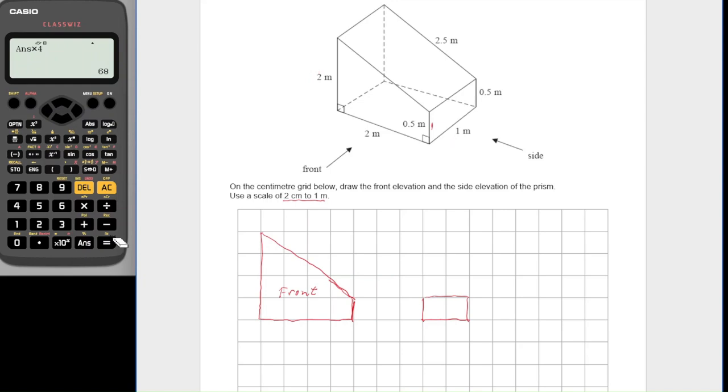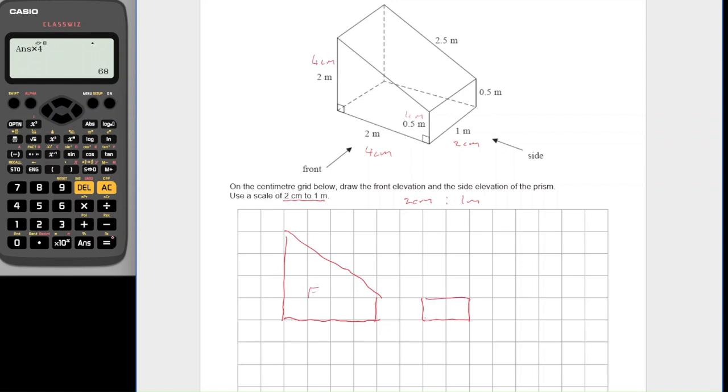Right. If I'm using a scale of 2 centimetres for every 1 metre, then 2 metres would be 4 centimetres. No, I was right. Shouldn't have doubted myself. Double in them all. Didn't look big enough. So 4 by 4 by 1 and 1 by 2.